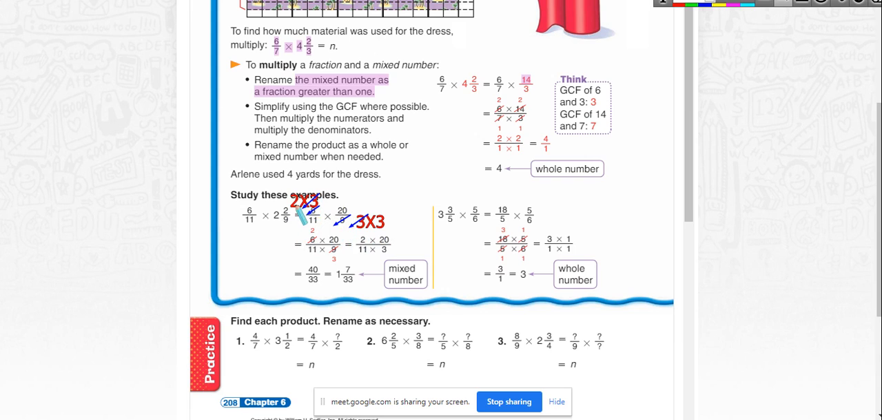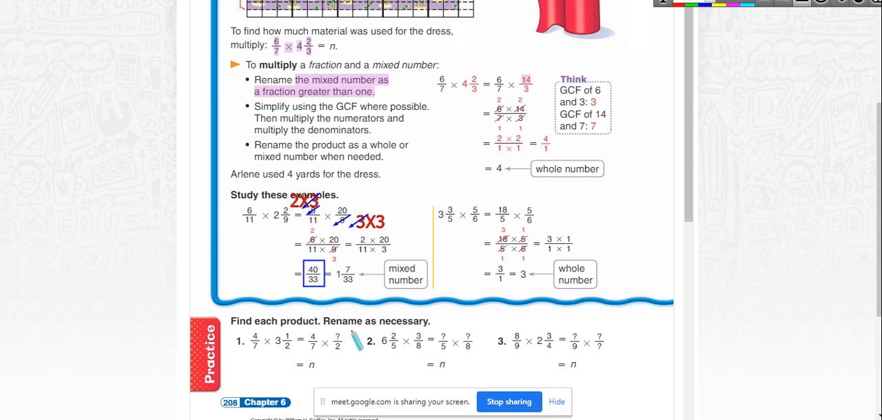This is the answer. Now 2 times 20, how much is the answer, Yamira? 2 times 20. It's 40. And we have 11 times 3. 11 times 3 is 33. So this is the final answer. It's 40 out of 33. Okay? Now you can stop here or you can stop here. Both are correct for me.